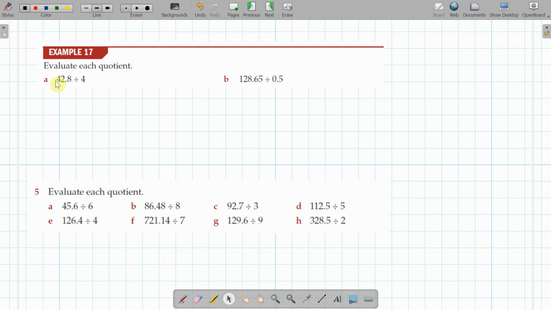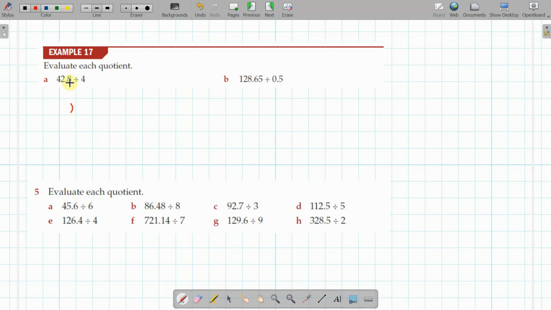This time we're looking at example 17 before you have a go at question 5. So once the video is over, we'll be able to do question 5 because they're all the same skill. So we're dividing decimals this time by a whole number. So what we do is we make that into short division.